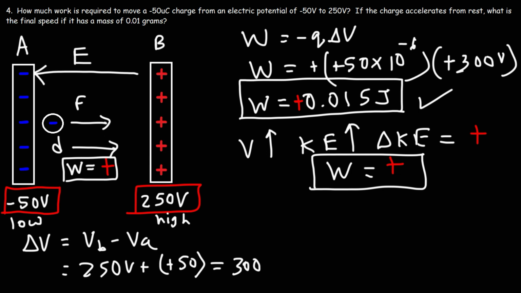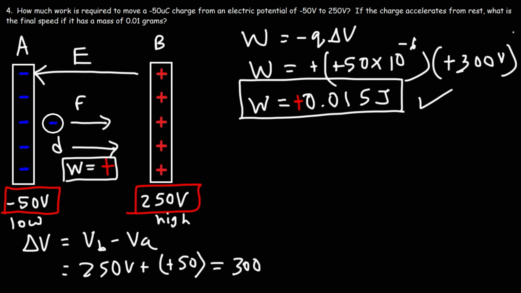So now let's move on to the next part, part B. If the charge accelerates from rest, what is the final speed if it has a mass of 0.01 grams?